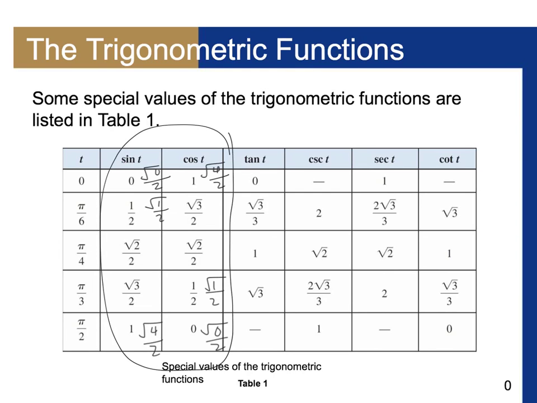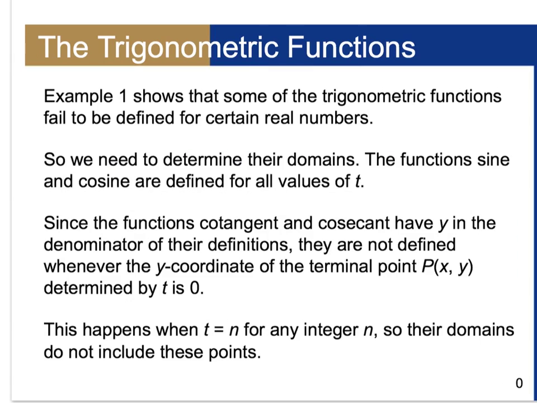Remember, we're getting two coordinates from each point, and that gives us the x, which is the cosine, and the y, which is the sine. So once we have those two, everything else just follows along. Okay, let's talk a little bit about the domains of these functions.